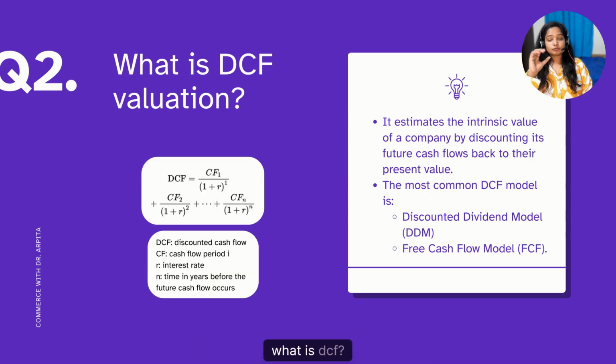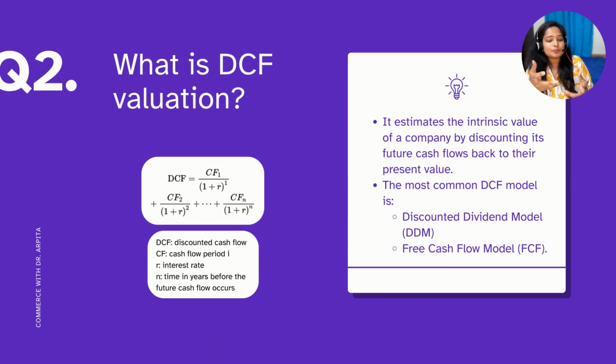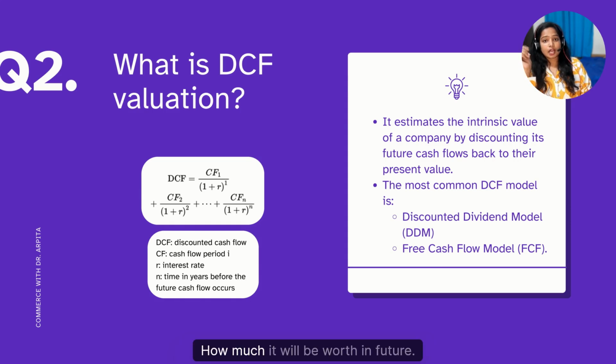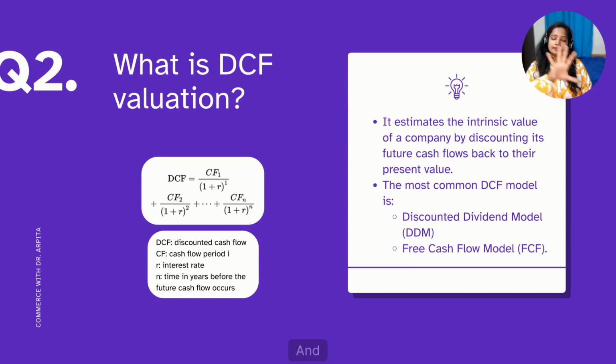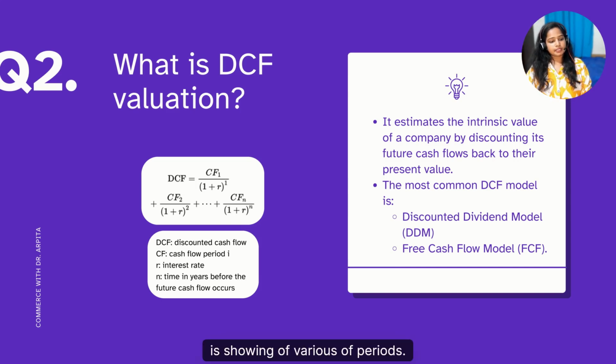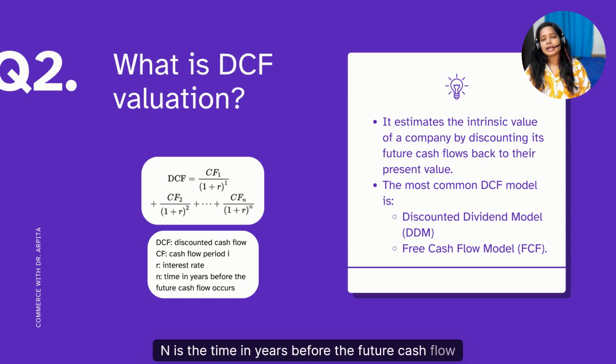Coming to question number 2, what is DCF? DCF is discounted cash flow model. So what it does, it calculates the stock's intrinsic value by discounting its future cash flows back to their present values. Okay, how much it will be worth in future, using the discounting technique it calculates its present value. And we can see this through the formula DCF is equal to CFi upon (1 plus r) to the power n, summed over various periods. So DCF is discounted cash flow, CF is cash flow for period i, r is the interest rate, n is the time in years before the future cash flow occurs.